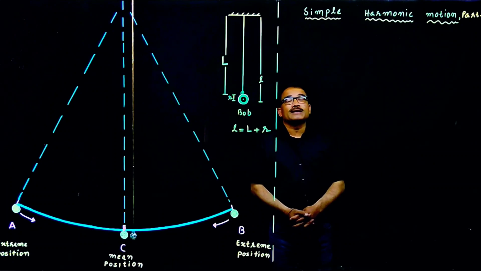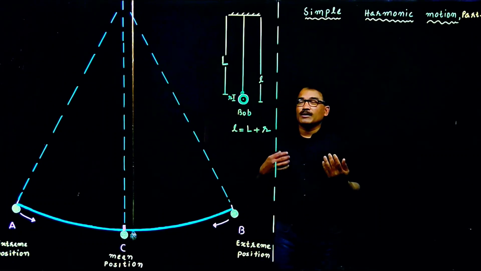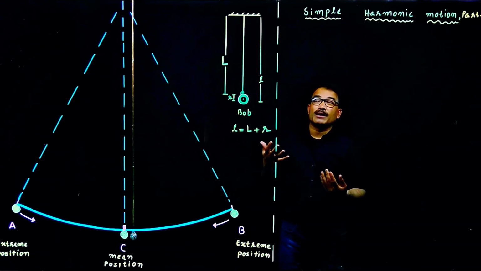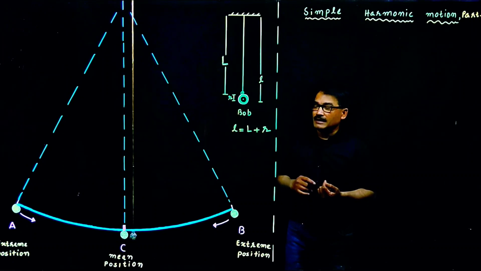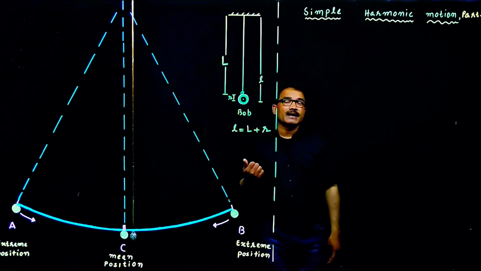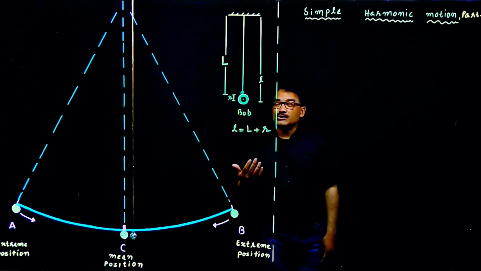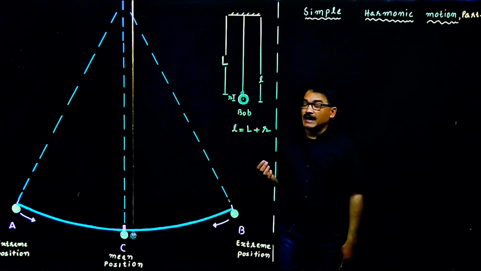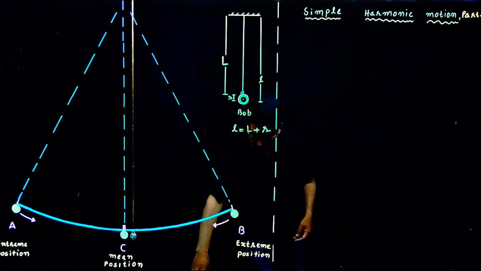In this part I will be discussing what simple harmonic motion is, and then we will discuss a simple pendulum because it exhibits simple harmonic motion, and then we will discuss its time period, how much time it takes for one oscillation, and then we will also see the factors that affect the time period. So let us start with simple harmonic motion.